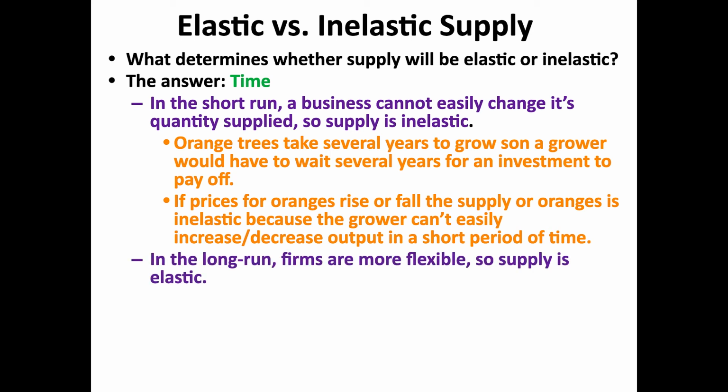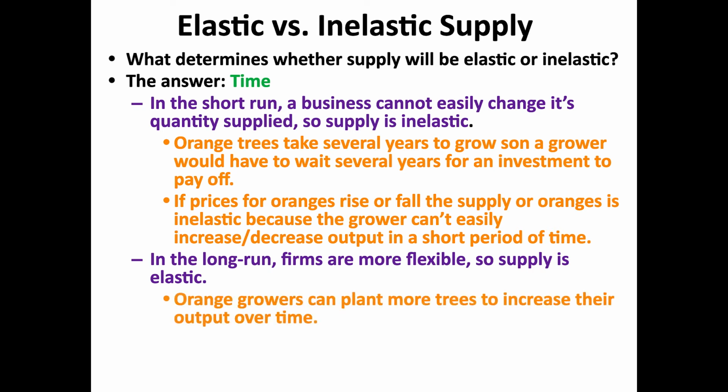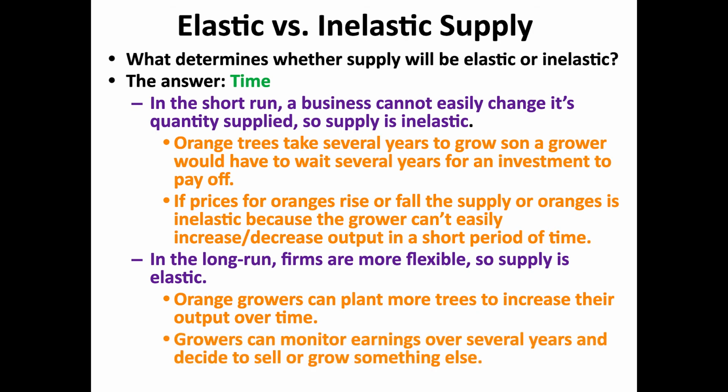And of course, that works in reverse. In the long run, most businesses are more flexible, so supply becomes elastic. Again, orange growers can plant more trees to increase their output over a period of time. And they can monitor earnings over several years and decide to grow or sell something else. So in the long run, oranges to this grower are more elastic. Supply is more elastic because they can take steps to either increase or decrease their supply of oranges. All right. So keep that in mind.